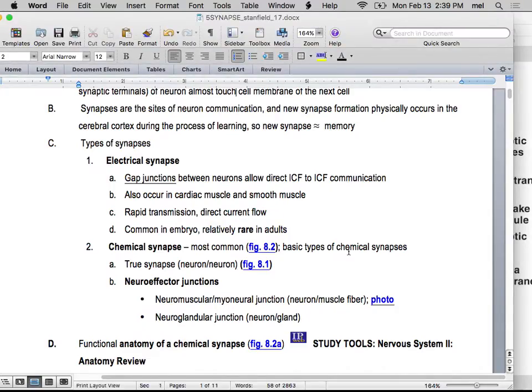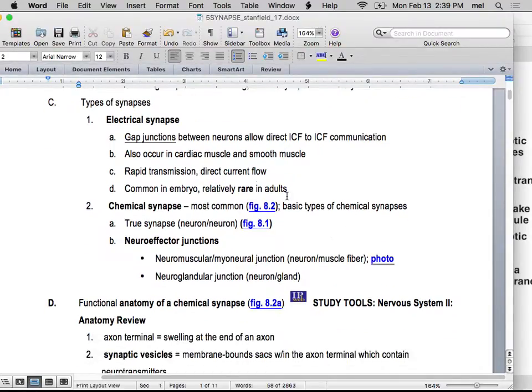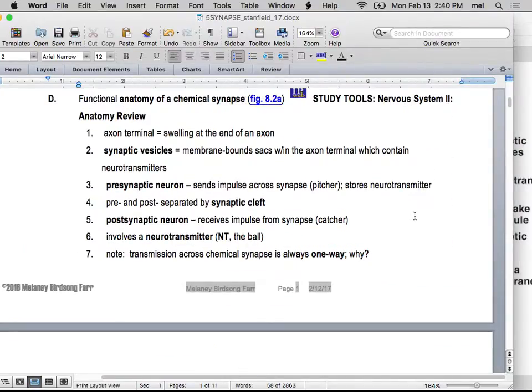chemical messengers. The ones that we're going to be dealing with in this set of notes are called true synapses, and it's neuron-to-neuron communication. There are also neuroglandular junctions and neuromuscular junctions. We'll be talking about neuromuscular junctions next. Is that okay? Okay, so what we're going to need to do is put this together with the stuff that we did last time and get some terminology down.